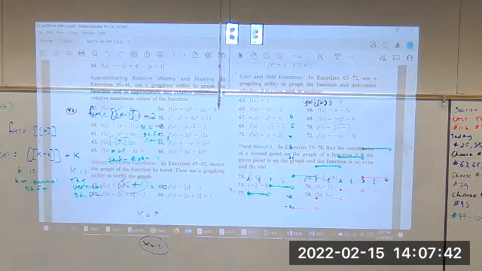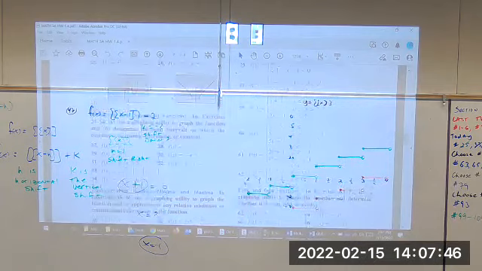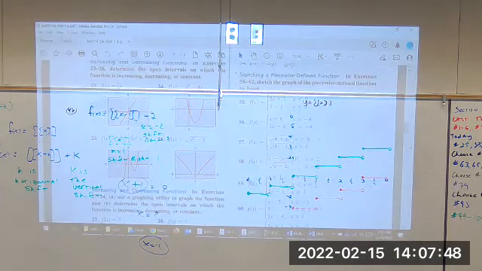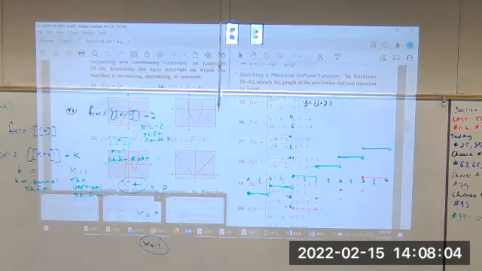Section 9, 87. Okay, 57, you're supposed to graph by hand. Graph the piecewise function by hand. Okay, and I chose 57 because it's square roots. Graphing paper.